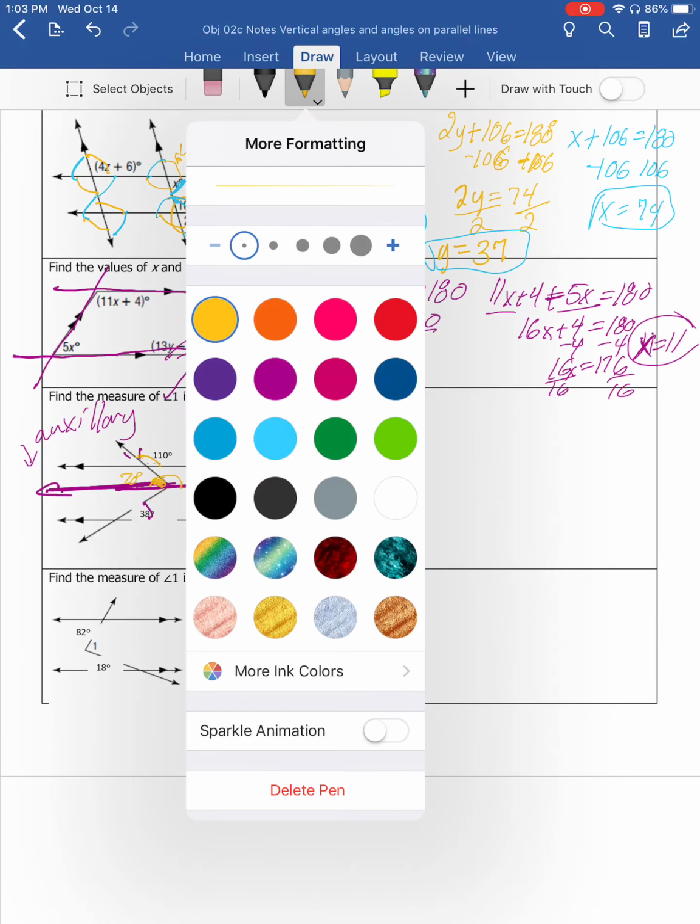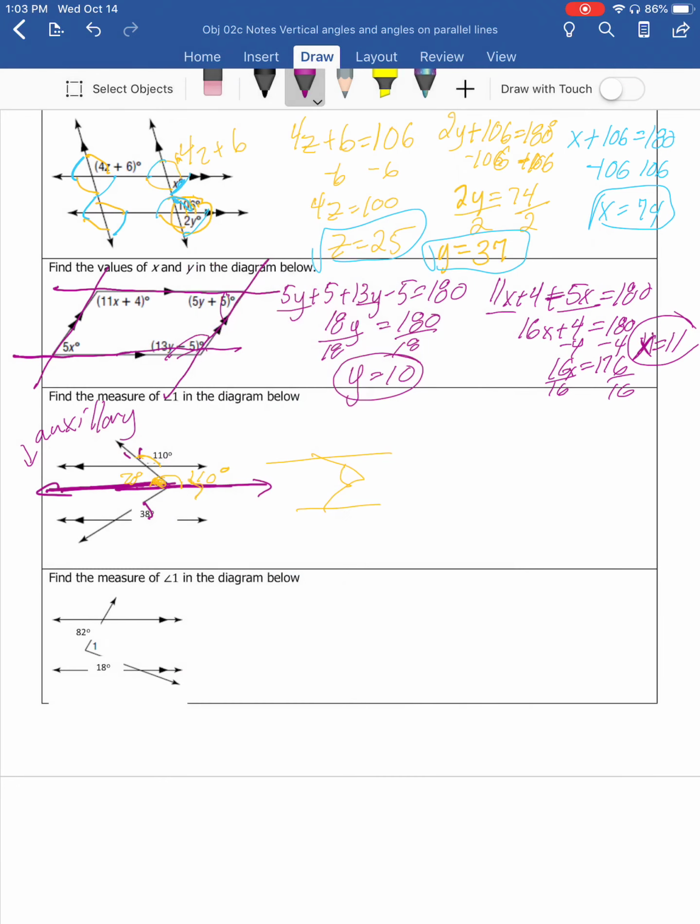I also know that this angle is 38. So the angle right here is 38 because they're also alternate interior. And so I know 78 plus 38 is going to be, oof, that's not good, 116 degrees.